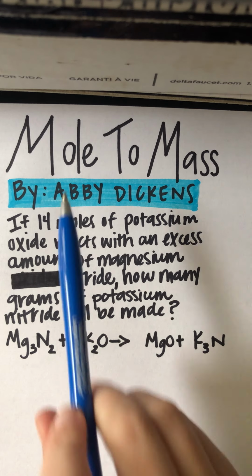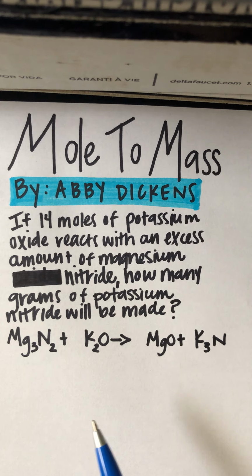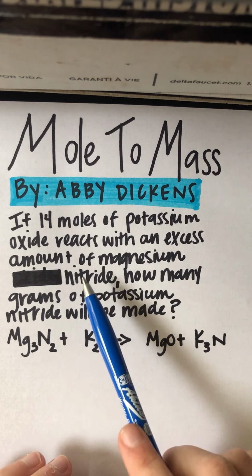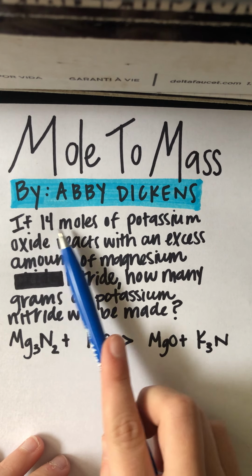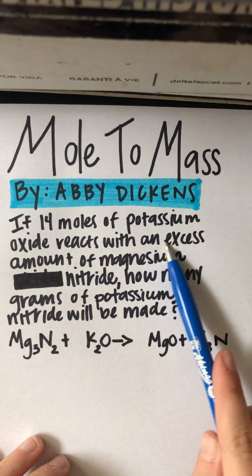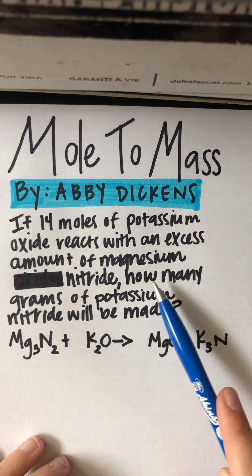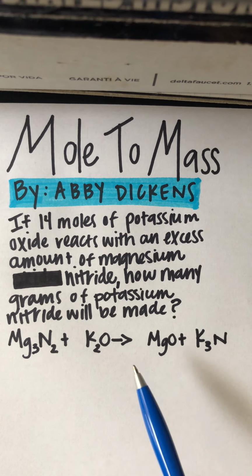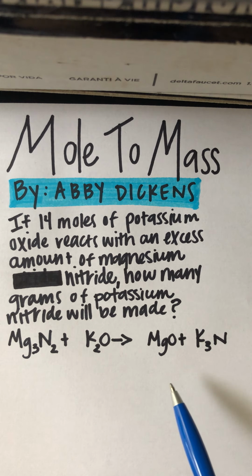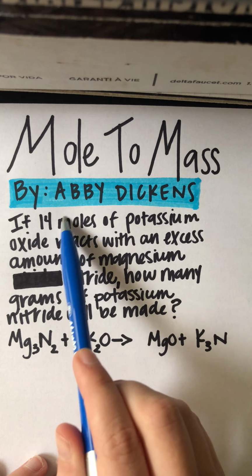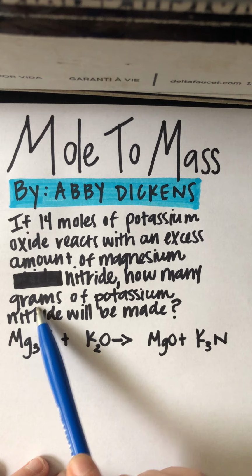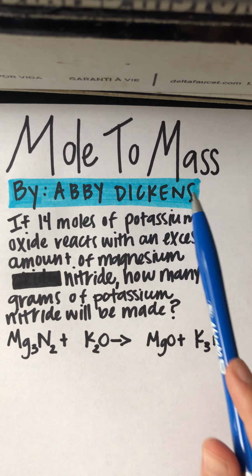So, to go from mole to mass, it's a little different from going from mole to mole. First, we are going to read our question. If 14 moles of potassium oxide reacts with an excess amount of magnesium nitride, how many grams of potassium nitride will be made? So first we want to check and make sure that we're actually going from mole to mass in this problem. We're starting with moles, and then we're ending with grams, which is what is considered our mass.